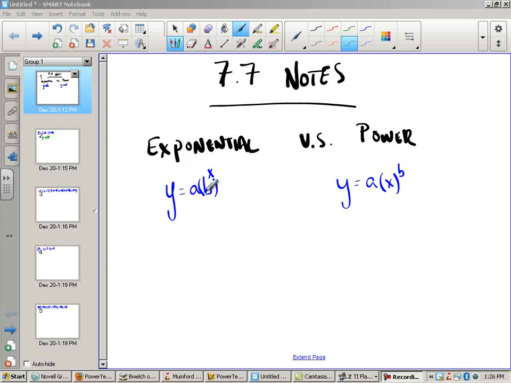That a lot of times in the past it's been 1. So we had like y equals 2 to the x, and we've worked with that. Today we'll probably have a value for a more often.